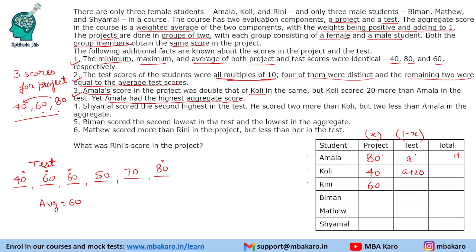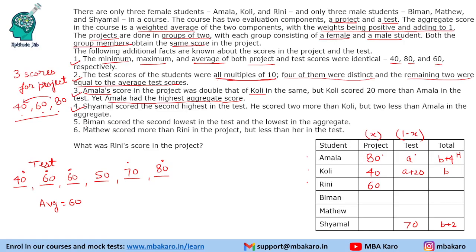So second highest in the test is 70. So Shyamal scored 70 in the test. He scored 2 more than Kohli, but 2 less than Amala in the aggregate. Okay. So 2 more than Kohli, 2 less than Amala. So let us say Kohli had a total of B. So Shyamal will have a score of B plus 2 and Amala will have a score of B plus 4, which is the highest among all these students. Okay. So that is one point that is noted.